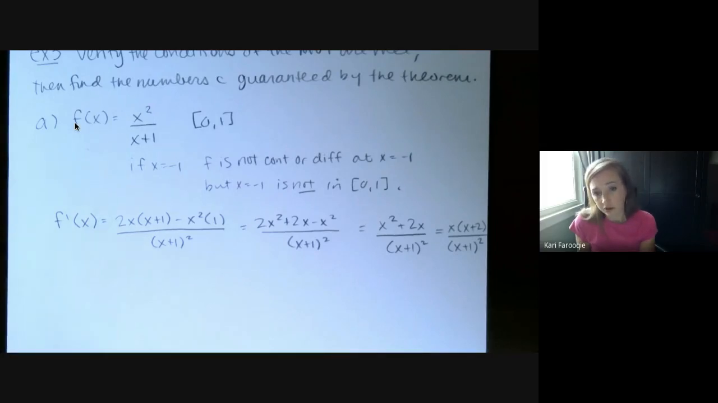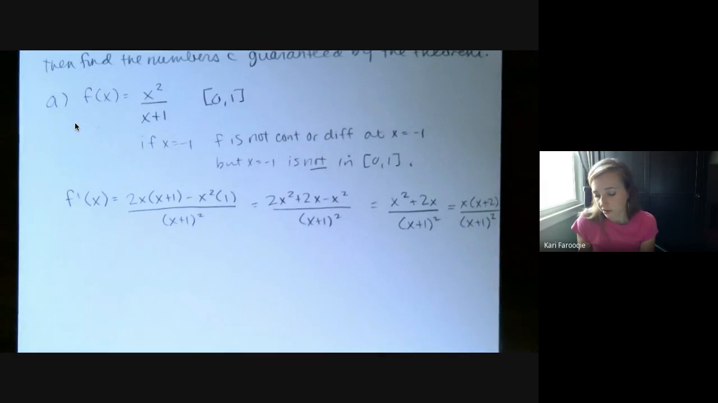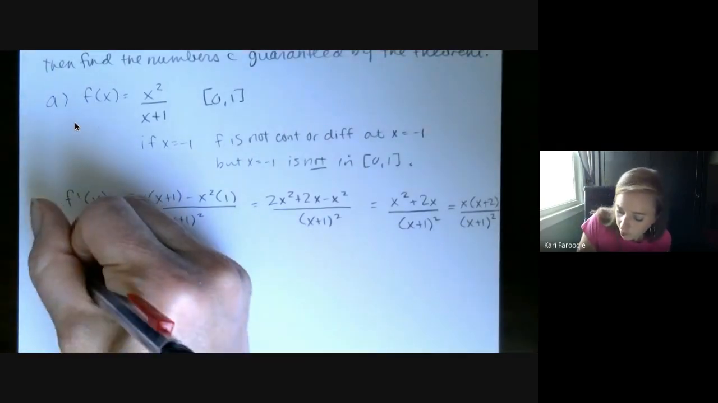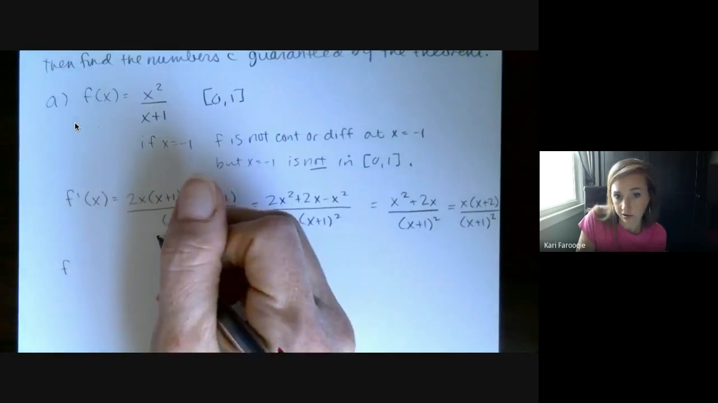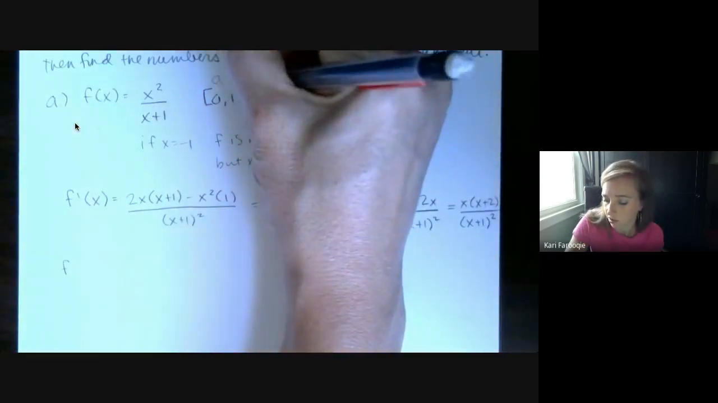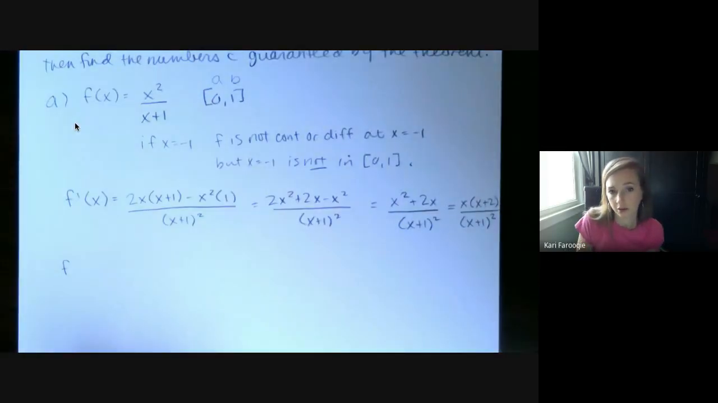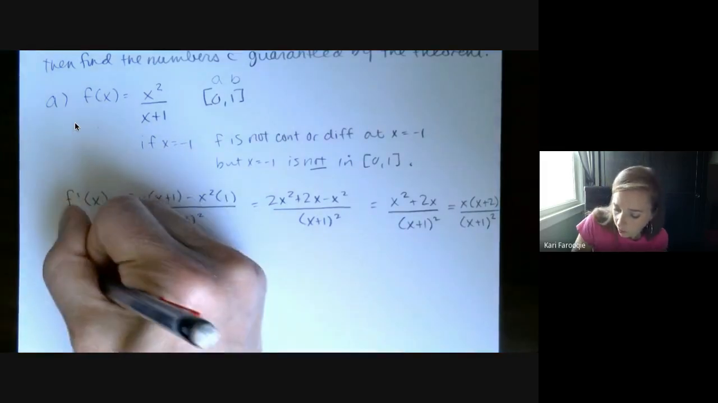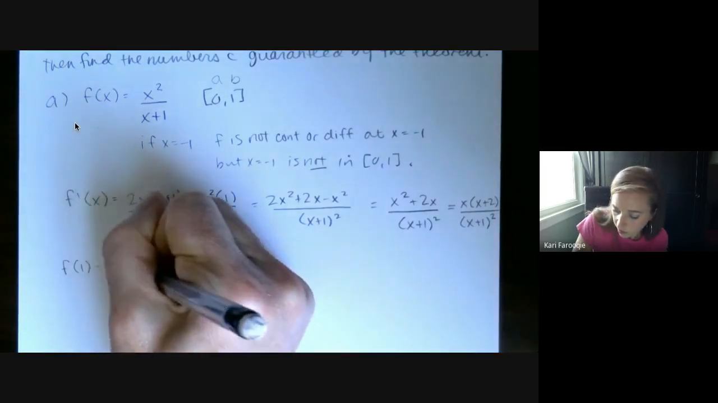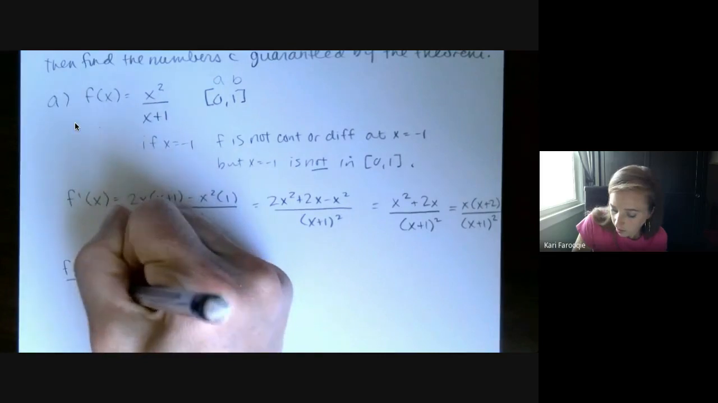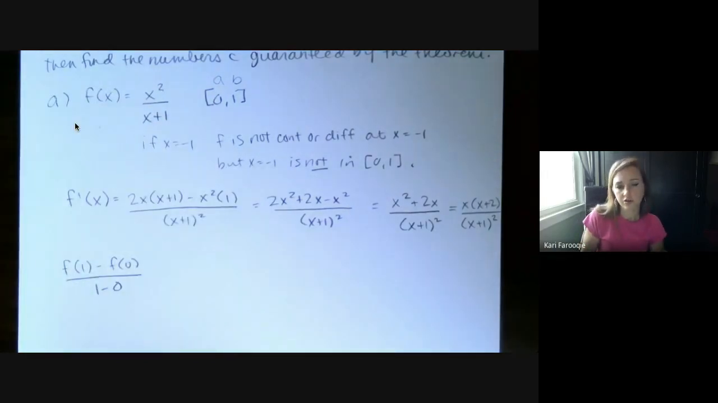Here's our derivative. We're going to set this equal to the slope from 0 to 1. So I'm going to take f of b minus f of a divided by b minus a. Remember that these values are a and b. And by the theorem, I'm taking f of b minus f of a divided by b minus a. So it's just y sub 2 minus y sub 1 divided by x sub 2 minus x sub 1 from algebra.